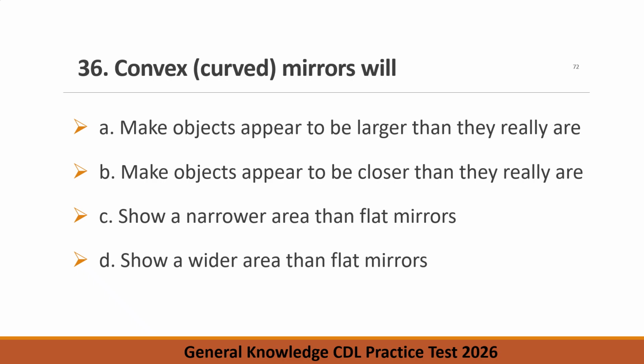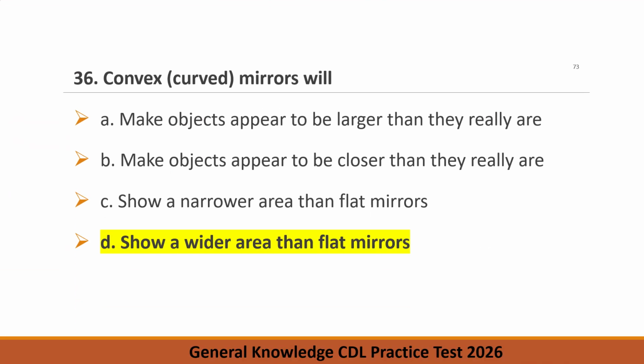36. Convex, curved mirrors will A. Make objects appear to be larger than they really are. B. Make objects appear to be closer than they really are. C. Show a narrower area than flat mirrors. D. Show a wider area than flat mirrors. Answer, D.